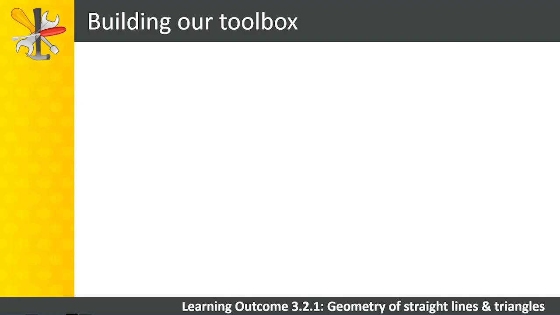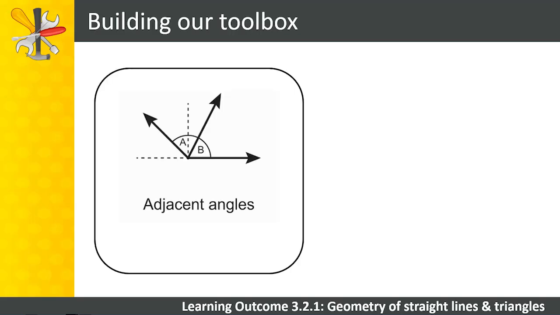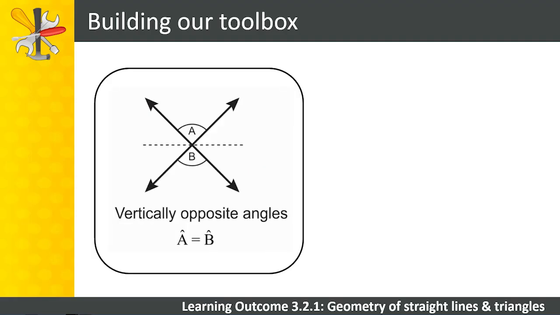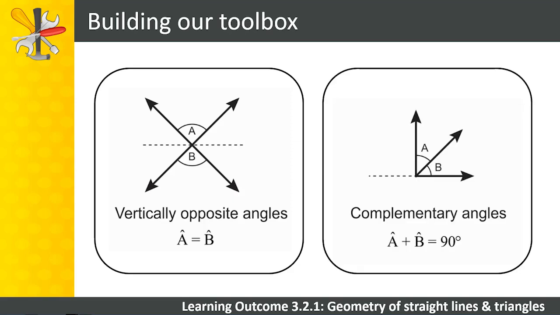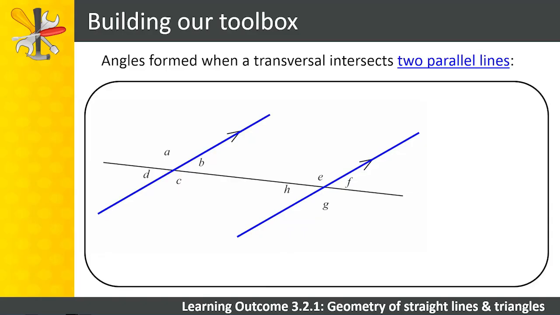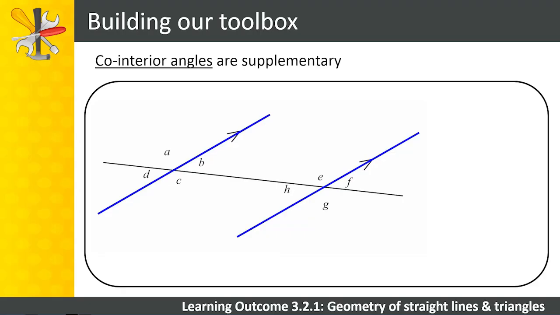Students need to understand and be able to apply relationships between angles, such as adjacent angles, supplementary adjacent angles, which add up to 180 degrees, vertically opposite angles, which are always equal, and complementary angles, which add up to 90 degrees. The last set of line-angle relationships are those concerned with the angles formed when a transversal intersects two parallel lines. Co-interior angles are supplementary, so B plus E equals 180 degrees, and C plus H equals 180 degrees.